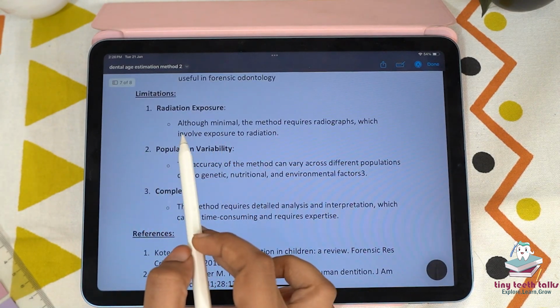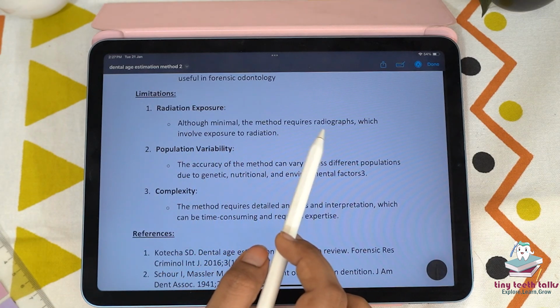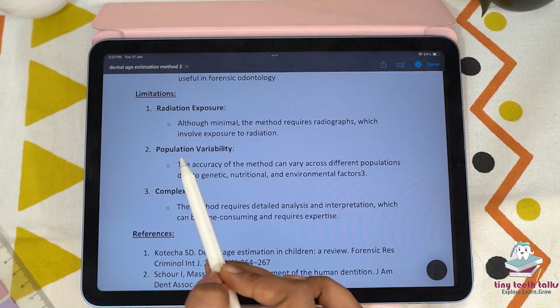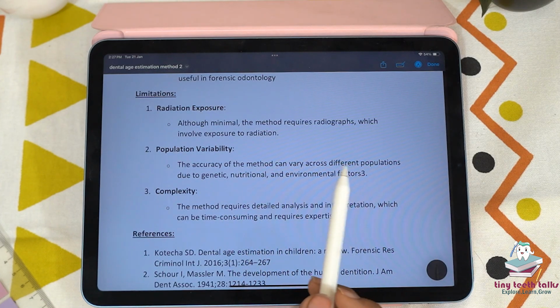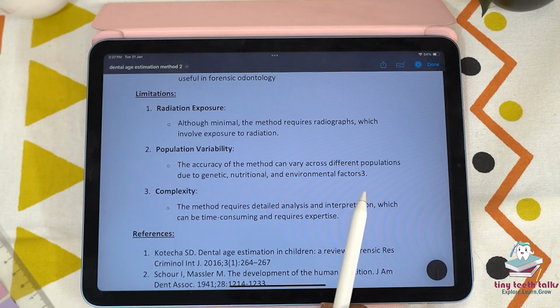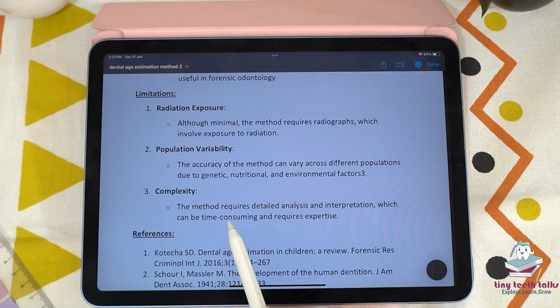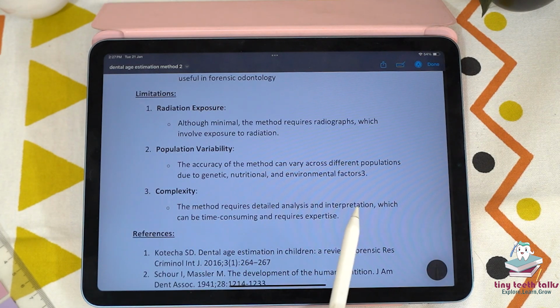Limitations: radiation exposure. Although minimal, the method requires radiographs, which involve exposure to radiation. Population variability. The accuracy of the method can vary across different populations due to genetic, nutritional and environmental factors. Complexity. The method requires detailed analysis and interpretation, which can be time consuming and requires expertise.